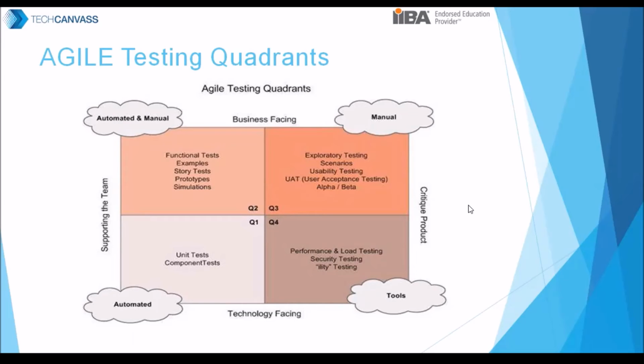Generally if we follow this quadrant, the testing actually starts from the Q2 phase. The testers start work on that particular feature in the second quadrant. In the first quadrant, the development team automates the unit testing part and the component testing part. So when they deploy a feature, their automation script runs.